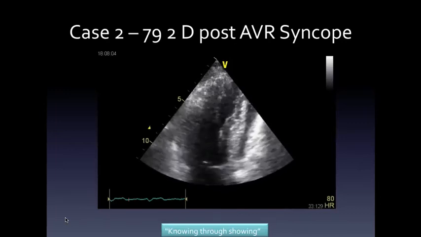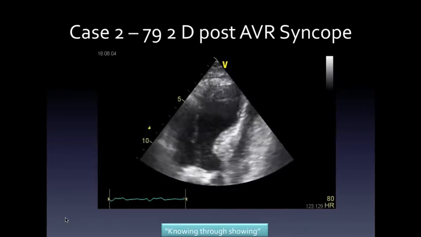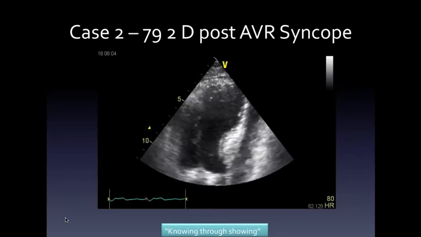So does anyone want to make a comment on this echocardiogram? Does anyone want to be very brave and say anything about the echo?